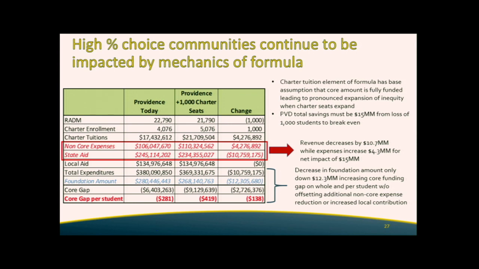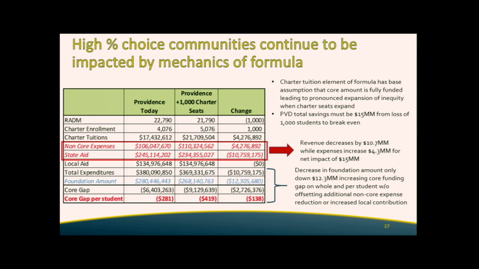And so given the conversations around the 1,000-seat expansion in Providence, I think it was important to sort of show just the math, right? What does the math tell us about the way our own formula would view this change? And so what we've done here is we've modeled out what Providence looks like today, but it's really fiscal year 18, and what it would be if 1,000 charter seats were added to the city of Providence. And so you can see how the math pans out.